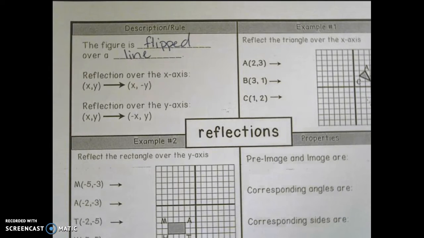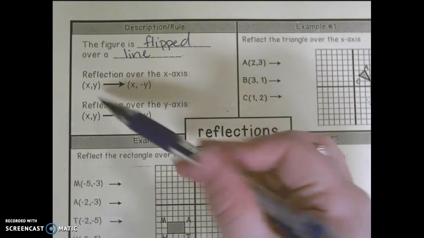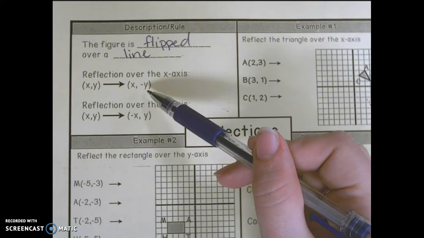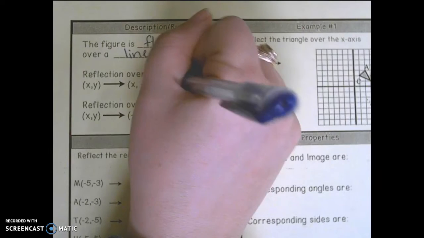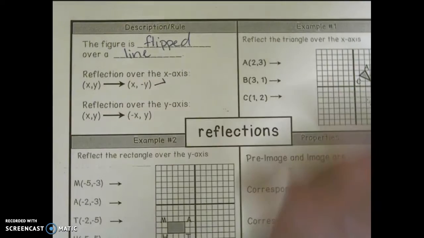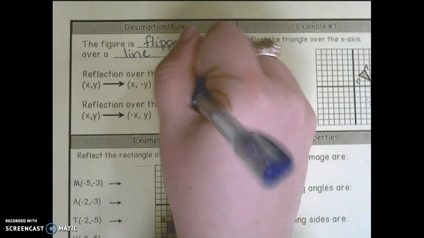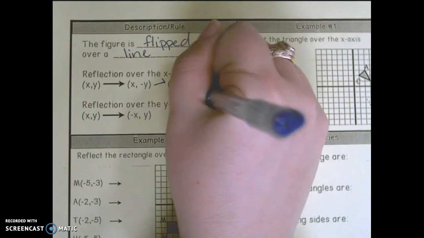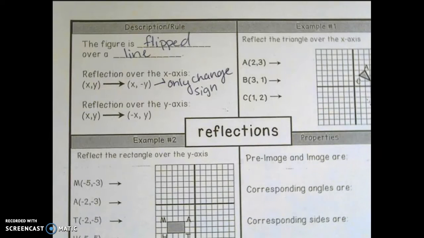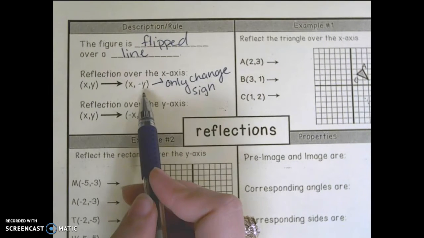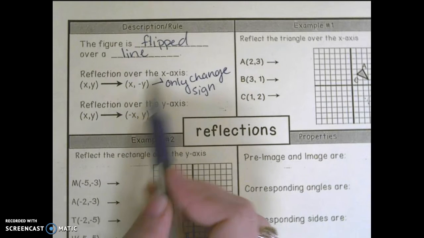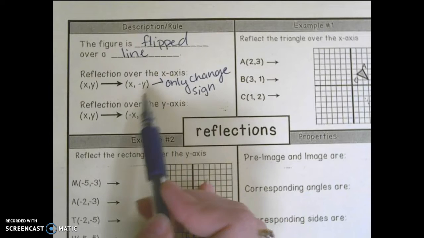So if you're doing the reflection over the x-axis, our coordinates only change by our y being the negative. The sign changes, only the sign. And when we only change the sign, it's only of the opposite coordinate. So if it's over the x-axis, we're going to only change our y sign.